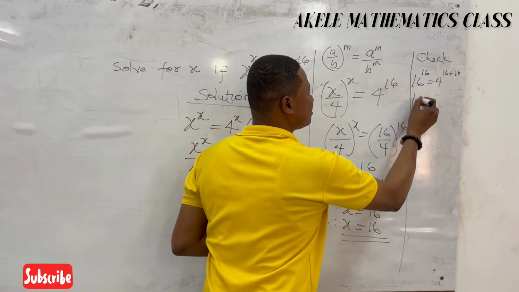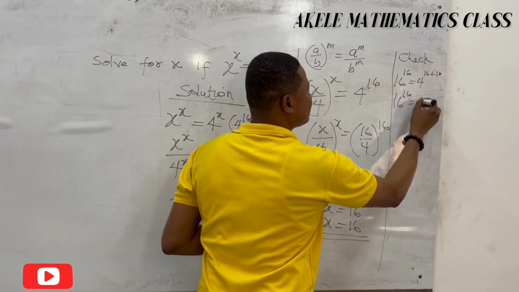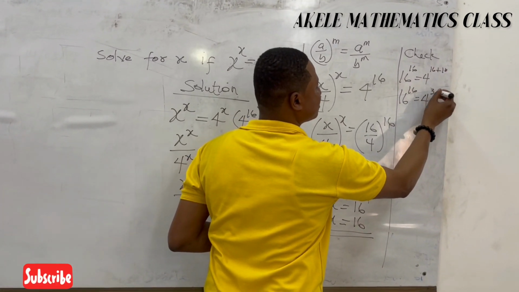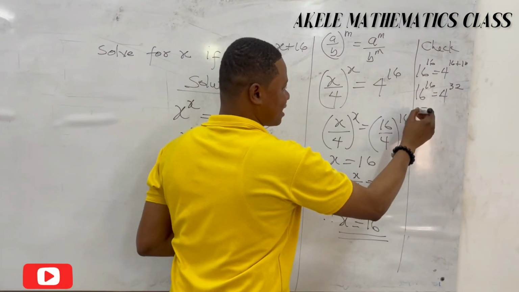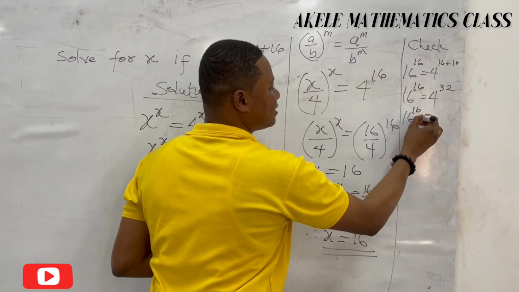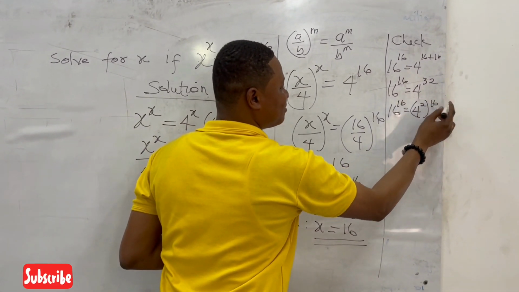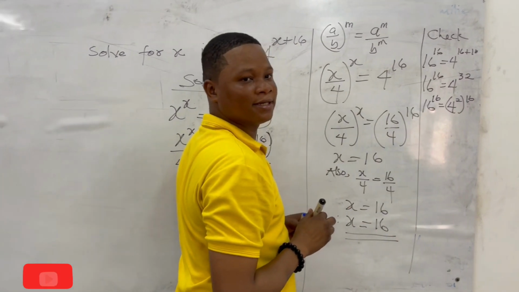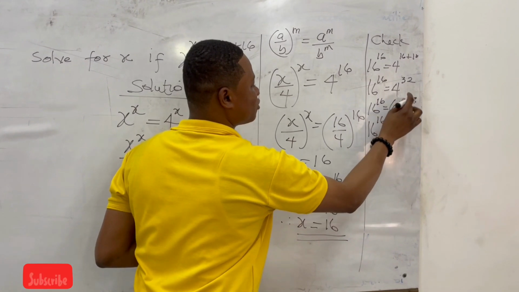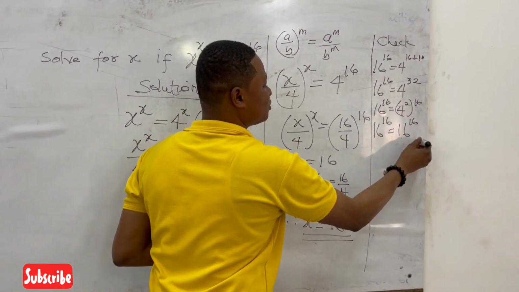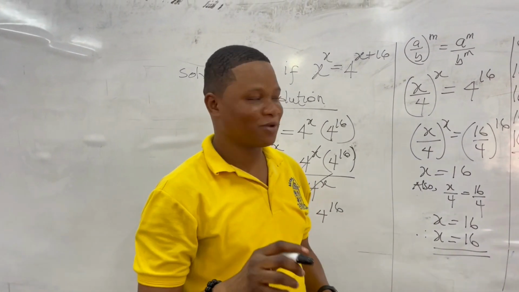How? 16 to the power 16 is the same as 4 to the power 32. I can write 16 to the power 16 as 4 squared to the power 16, because 2 times 16 is 32. Therefore, 16 to the power 16 equal to 4 squared is what? 16, and that to the power 2. And that shows that indeed the value of x is what? 16.